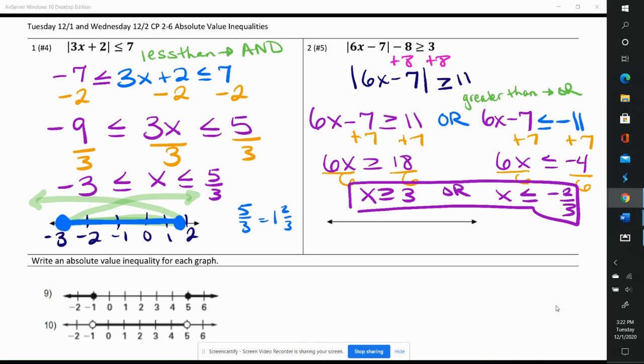So then we go to graph. X is greater than or equal to 3, shaded to the right. X is less than or equal to negative 2/3 would be shaded to the left. So we know we did this correctly because we knew it was an or going into it, and it graphed as an or, so we must have solved it correctly.